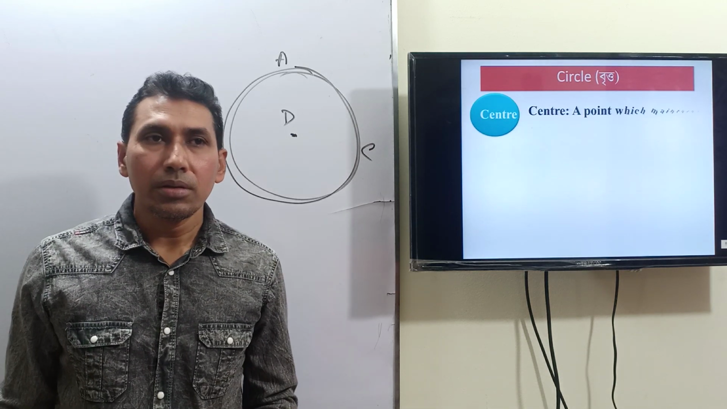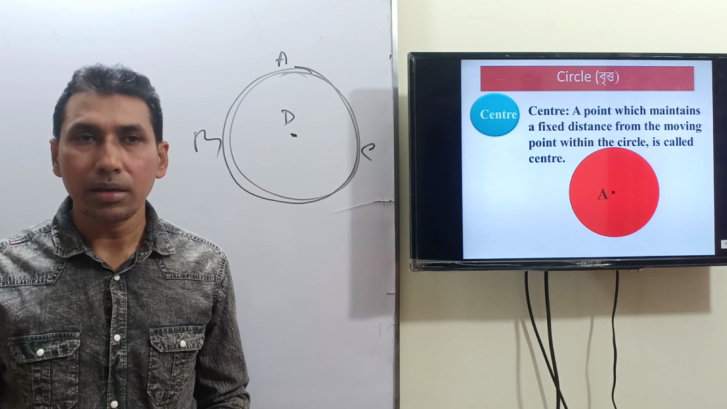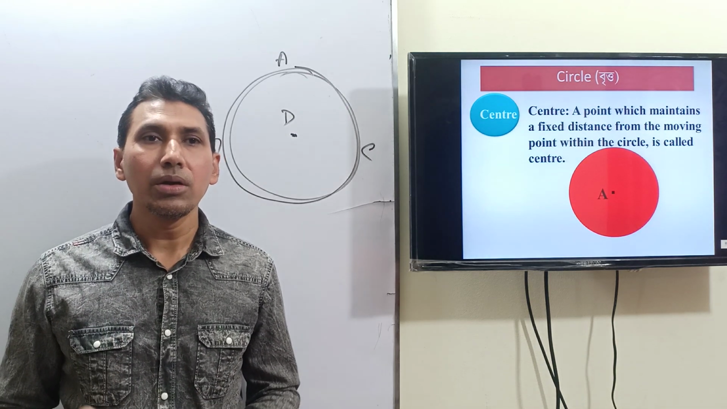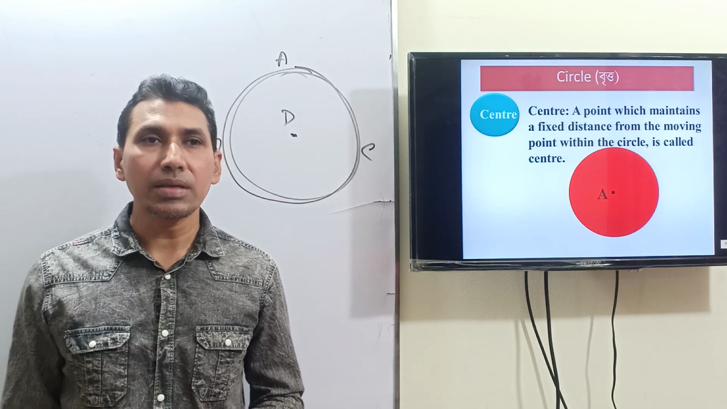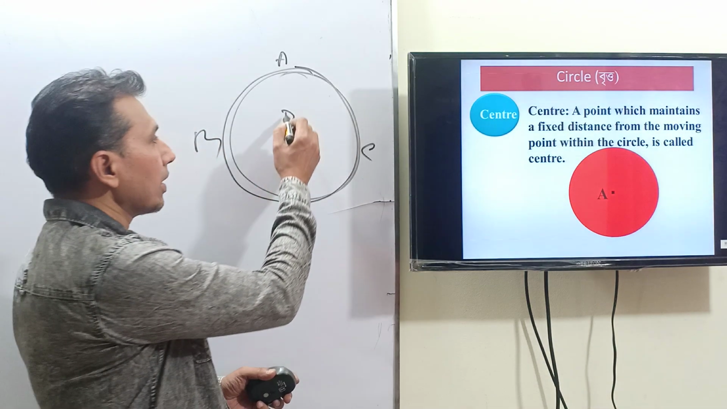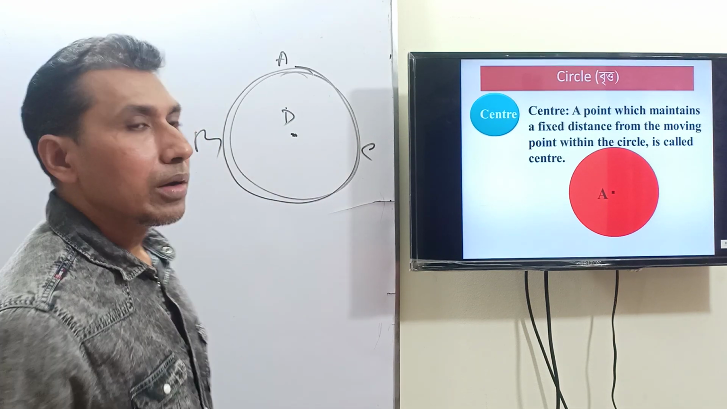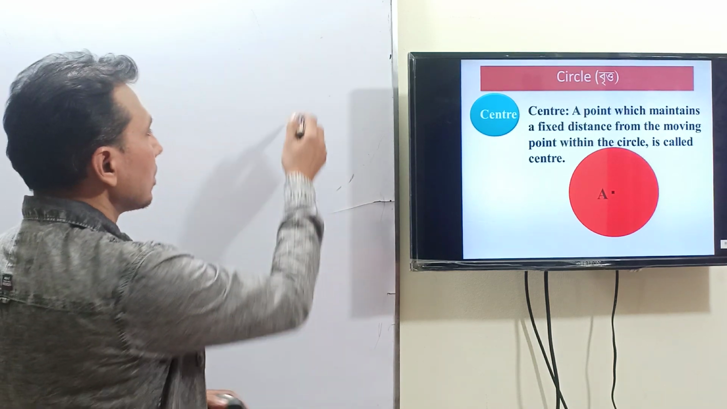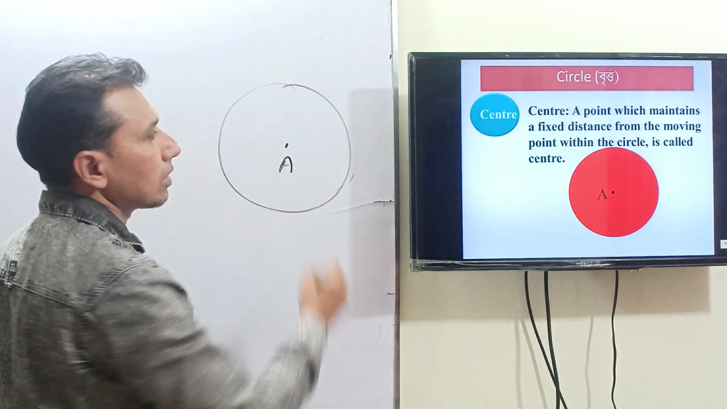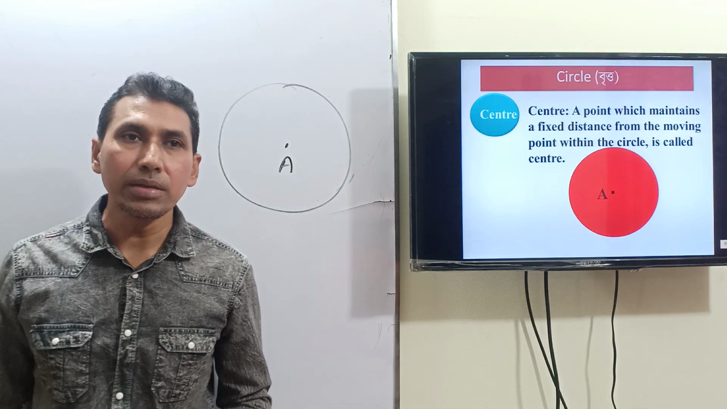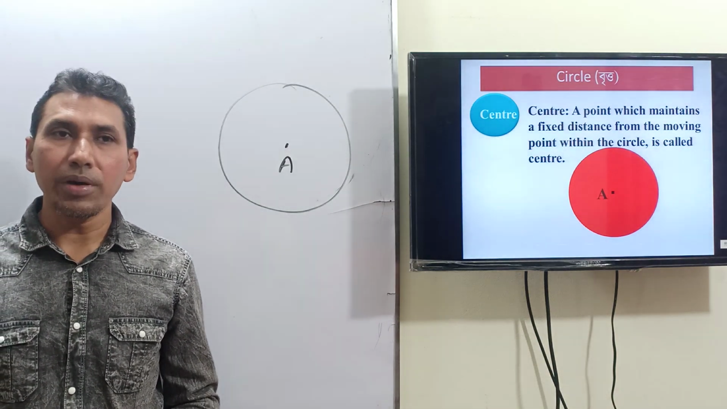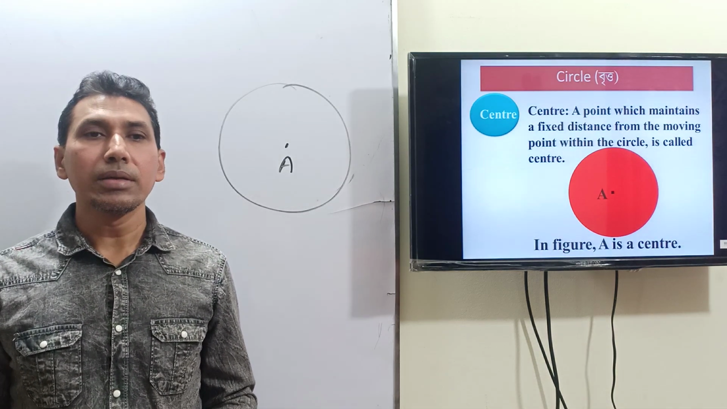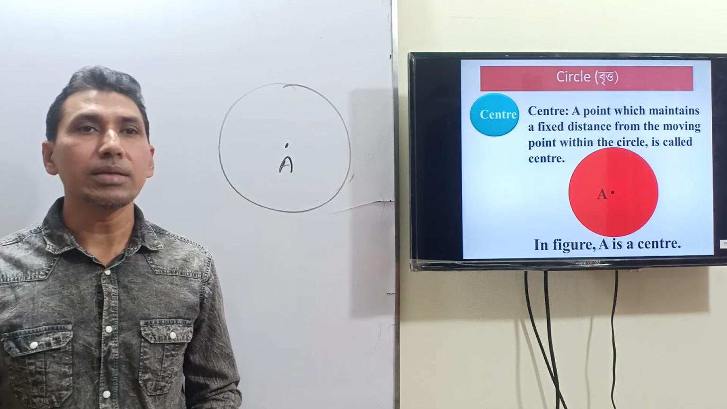Now the first part is the center. A point which maintains a fixed distance from the moving point within the circle is called the center. A point A is the center. This is a circle and A is the center. So a point which maintains a fixed distance from the moving point within the circle is called a center. In the figure, A is the center.